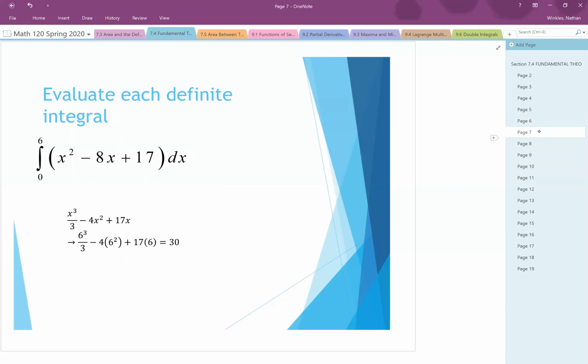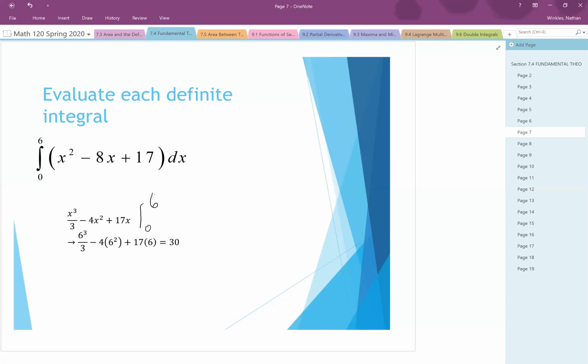So it says evaluate each definite integral here. So the integral from 0 to 6 of x squared minus 8x plus 17 dx is equal to x cubed over 3, because antiderivative of x squared, you add 1 to the exponent, divide by the new one, so x cubed over 3, minus 8x squared over 2, which is minus 4x squared, and then plus 17x. Now keep in mind, this is evaluated from 0 to 6, because this is an antiderivative. It's the first fundamental theorem that we've been talking about.